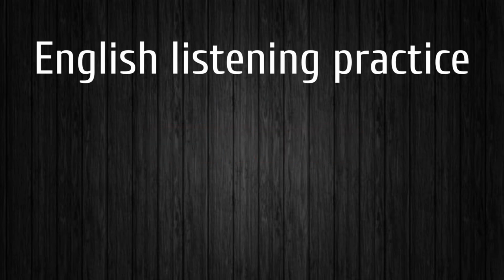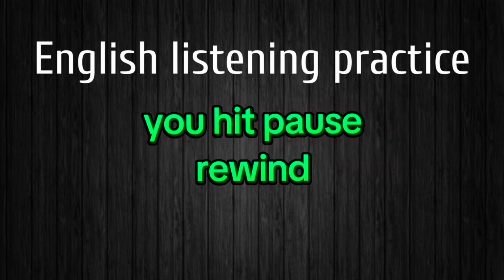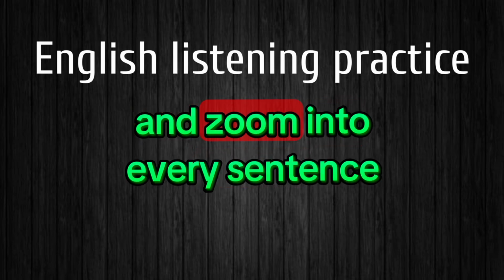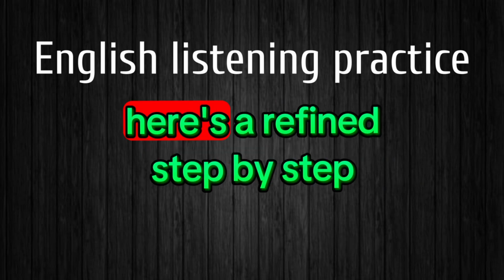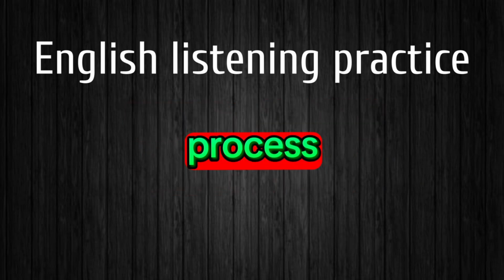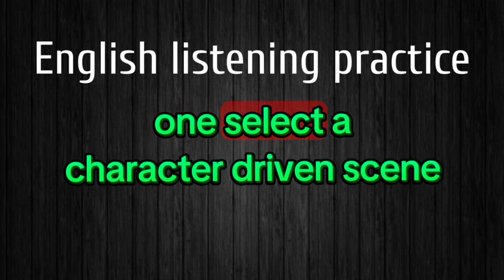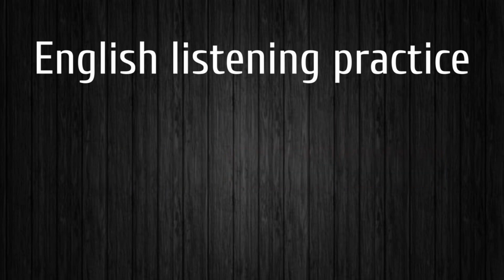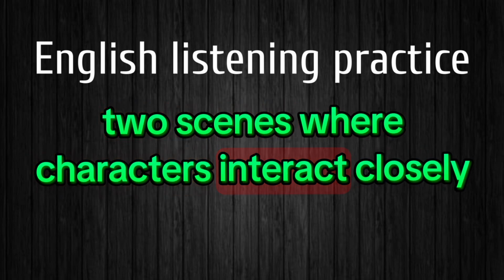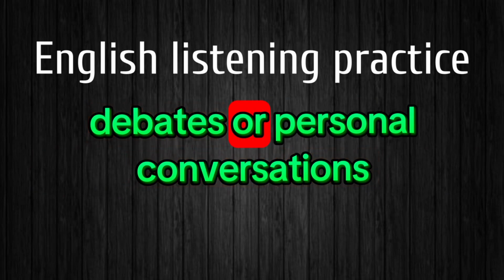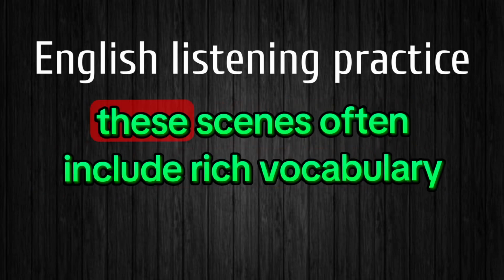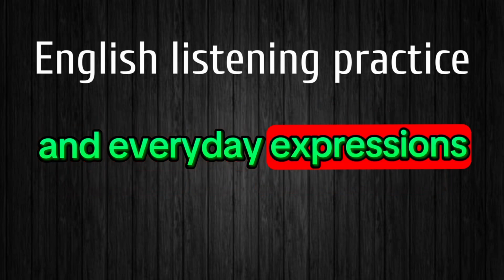How it works. Breaking down movie scenes is like slowing down time. You hit pause, rewind, and zoom into every sentence to see how it's constructed and delivered. Here's a refined step-by-step process. 1. Select a character-driven scene. Choose scenes where characters interact closely, such as emotional confrontations, debates, or personal conversations. These scenes often include rich vocabulary and everyday expressions.